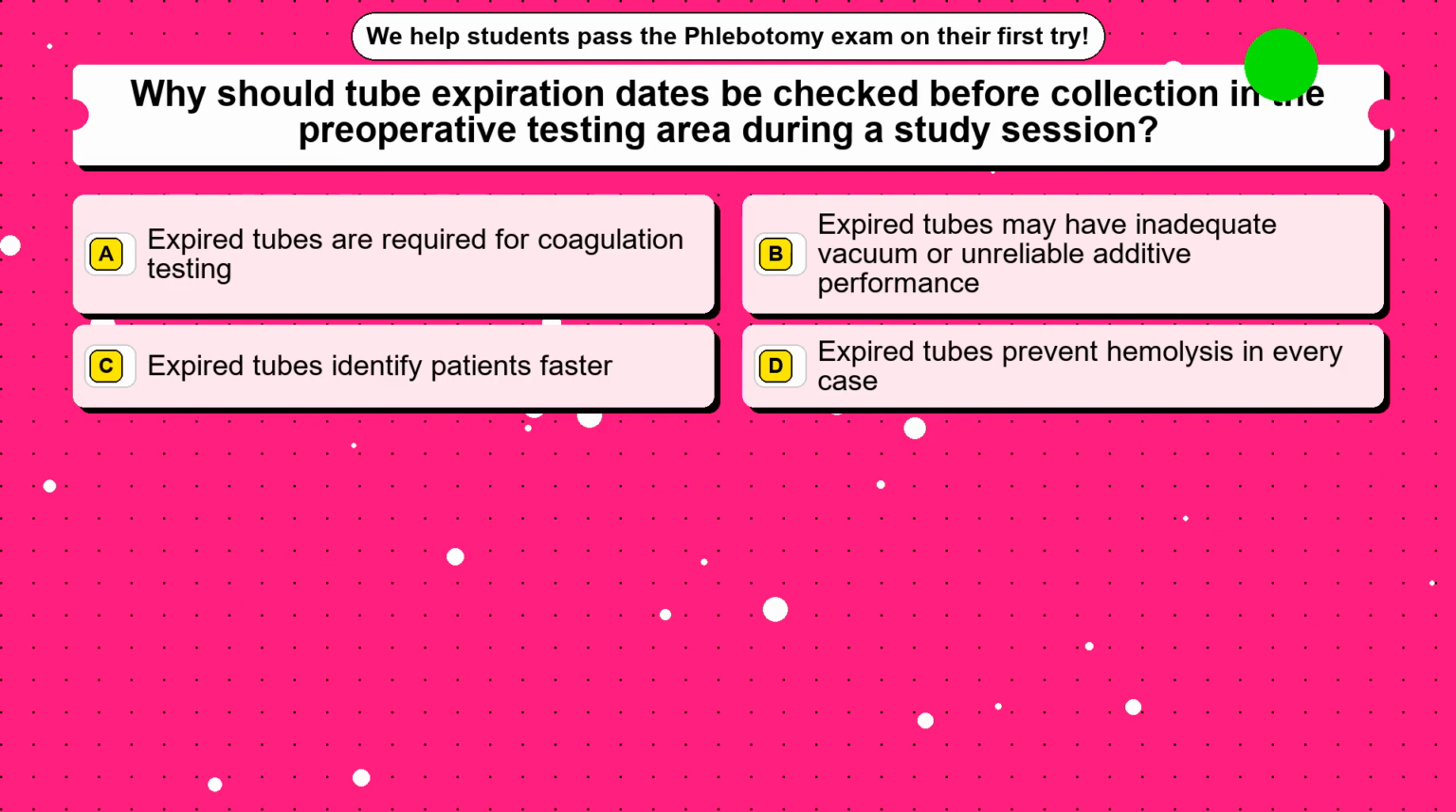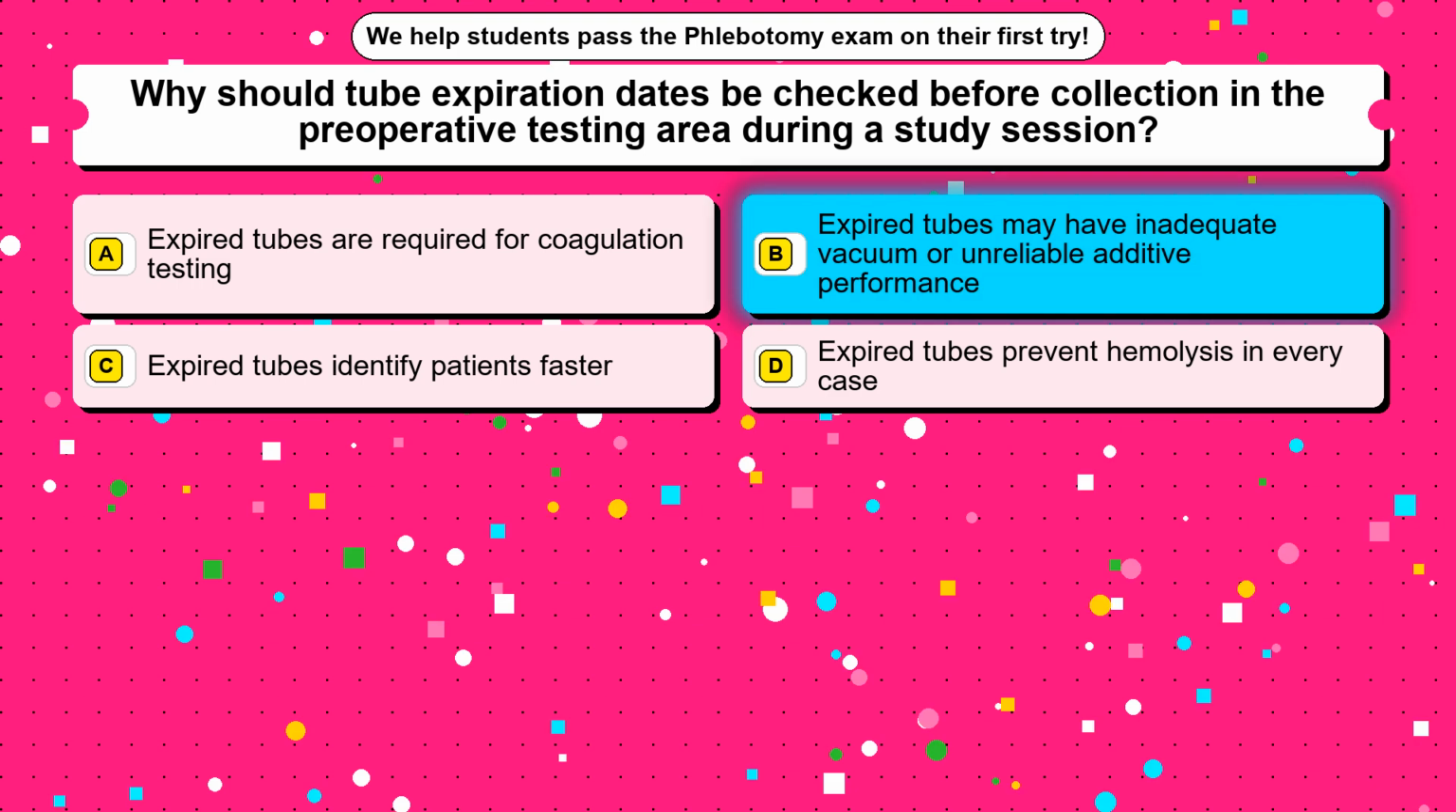Question 67. Why should tube expiration dates be checked before collection in the preoperative testing area during a study session? Option A. Expired tubes are required for coagulation testing. Option B. Expired tubes may have inadequate vacuum or unreliable additive performance. Option C. Expired tubes identify patients faster. Option D. Expired tubes prevent hemolysis in every case.